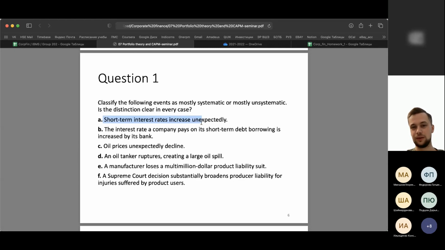This risk is systematic or market risk: the interest rate a company pays on its short-term debt borrowing is increased by the bank. Okay, in this case, it's systematic. Yes. It is a specific risk of this very company, so it's unsystematic.